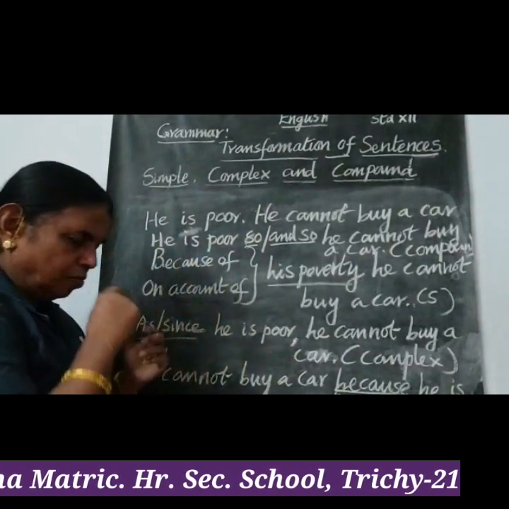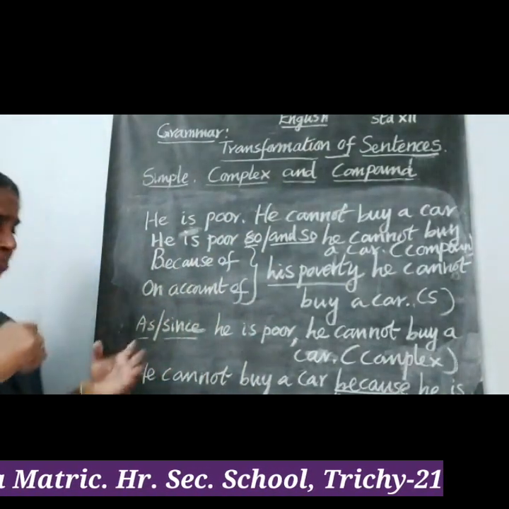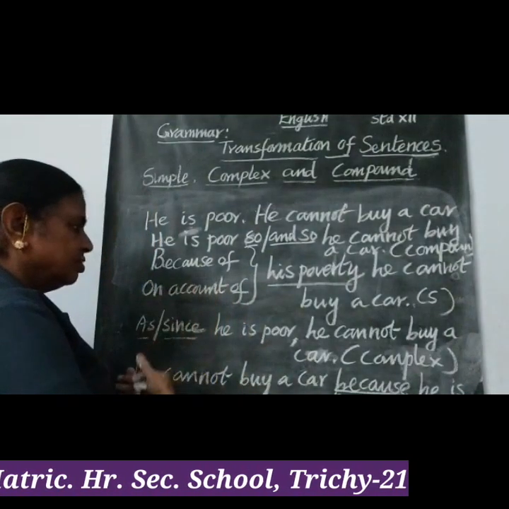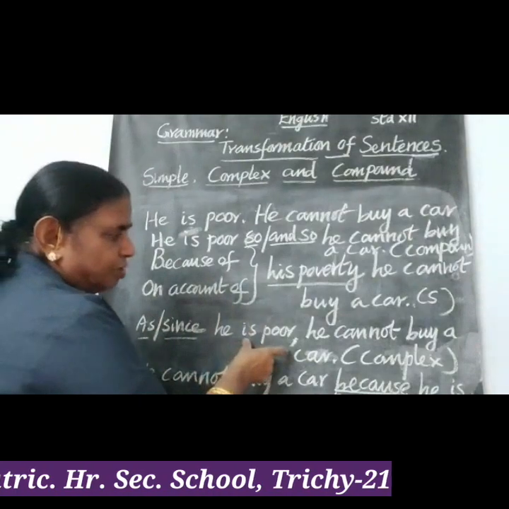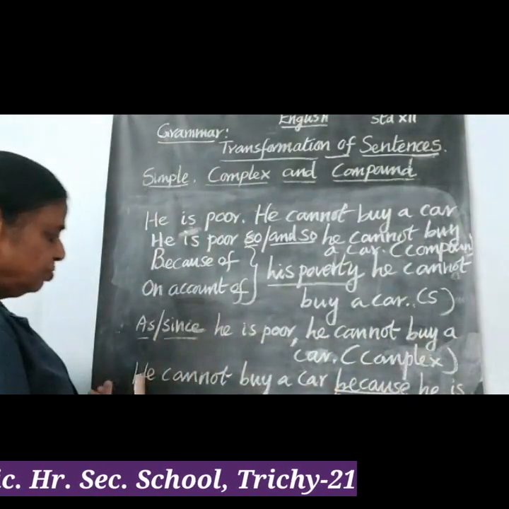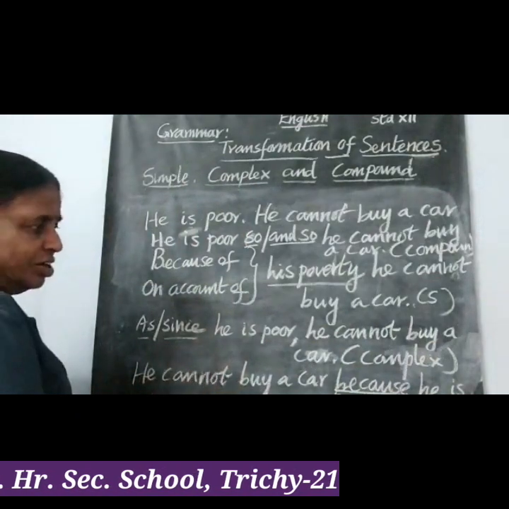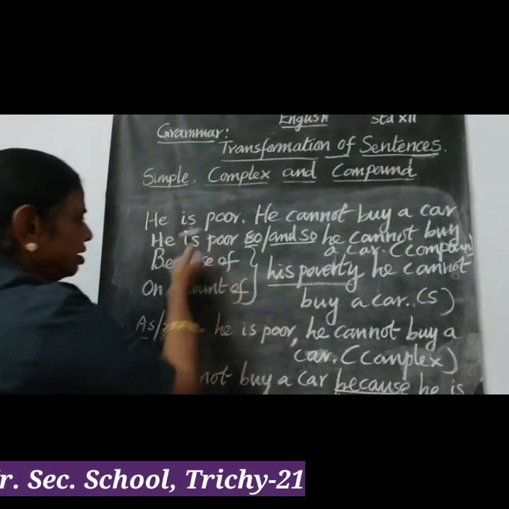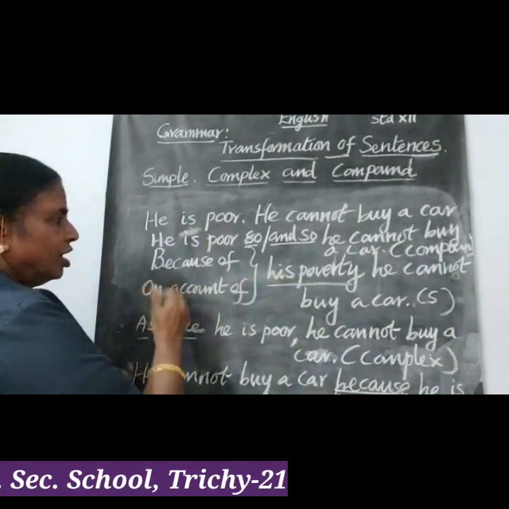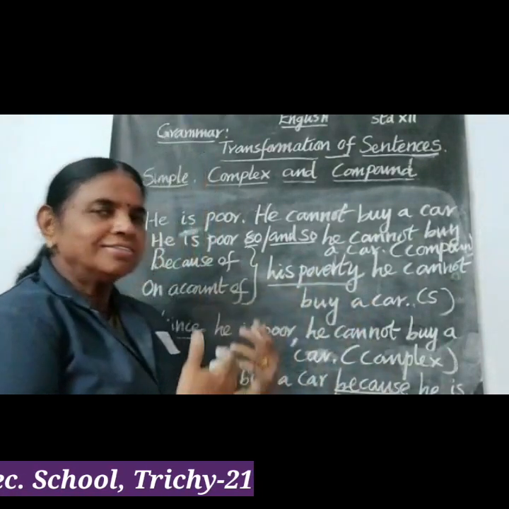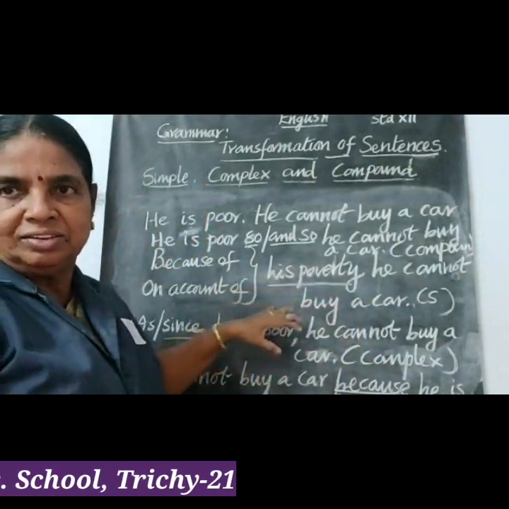See, it gives the cause and the result. Reason. What is the reason? He is poor. And what is the result? He cannot buy a car. Same thing. He cannot buy a car, the result. Why? Because he is poor. The reason is given here. Here, because of his poverty, on account of his poverty, he cannot buy a car. So the cause and the result are given in this.